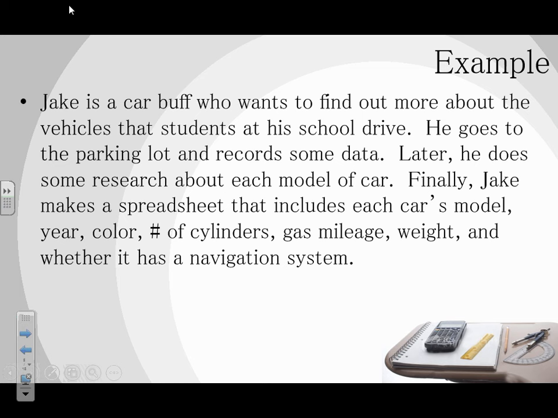So, quick example to make sure you guys can identify individuals, identify variables, and what type they are. Jake's a car buff, wants to find out more about the vehicles that students at his school drive. He goes to the parking lot and records some data. Later, he does some research about each model of car. Finally, Jake makes a spreadsheet that includes the car's model, year, color, number of cylinders, gas mileage, weight, and whether it has a navigational system. Okay? So he records all of this information about the cars that he observed in the student parking lot.